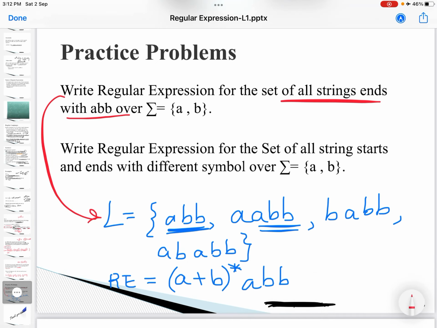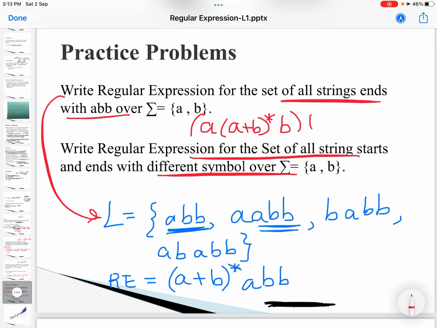Let's see the next example. Write a regular expression for a set of all strings that start and end with different symbols. Suppose it is starting with A. In between you can have any number of A's and B's, ending with a B, union, starting with a B, in between any number of A's and B's, and ending with an A. So this is your answer for starting and ending with different symbols.